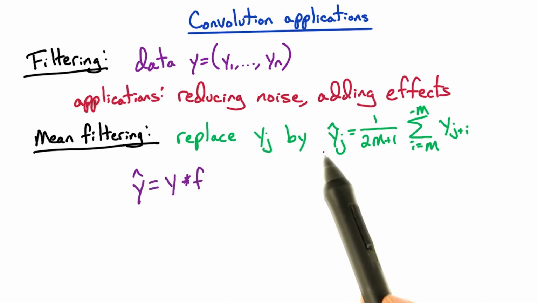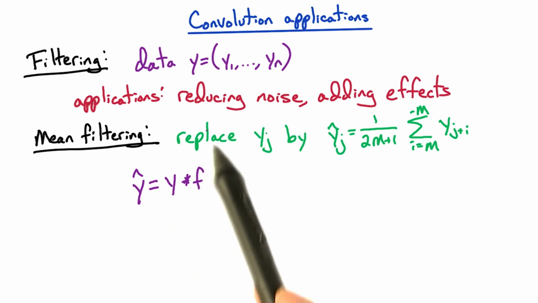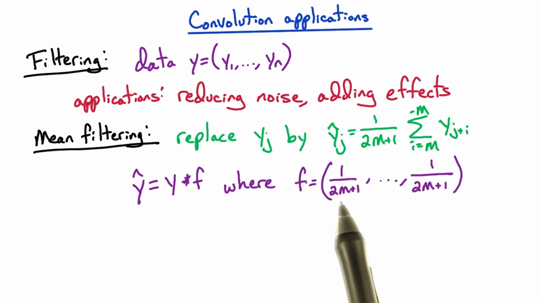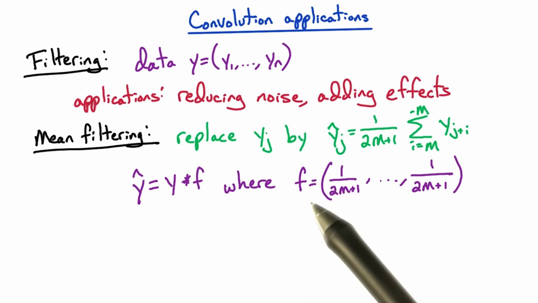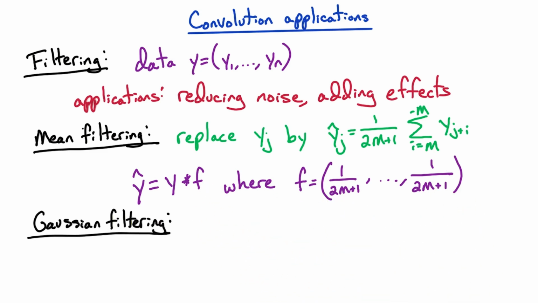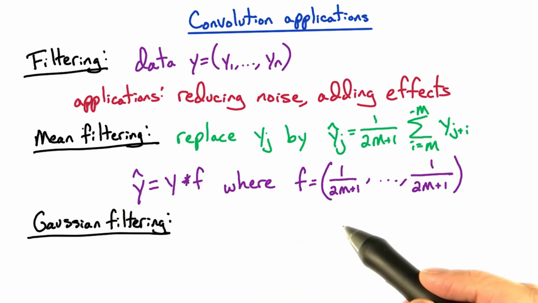Now this smooth data set y hat can be viewed as the convolution of y with a vector f. The vector f is this vector of size 2m plus 1. So to smooth the data set in this way, we compute its convolution with this simple vector f. Now of course we can smooth in more sophisticated ways.